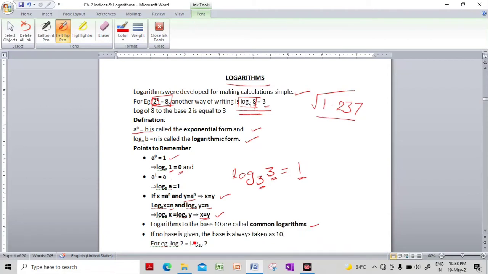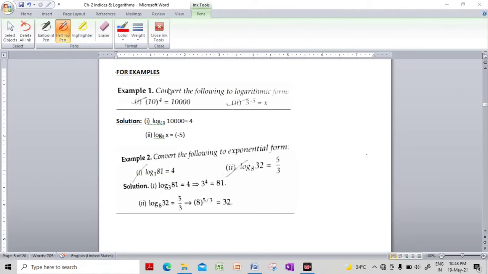And if no base is given, the base is always taken as 10. For example, if given as log 2, this means log 2 to the base 10. It means if no base is given, in that case it is considered that the base of this number is 10. Based on this topic, first question is convert the following to logarithmic form.